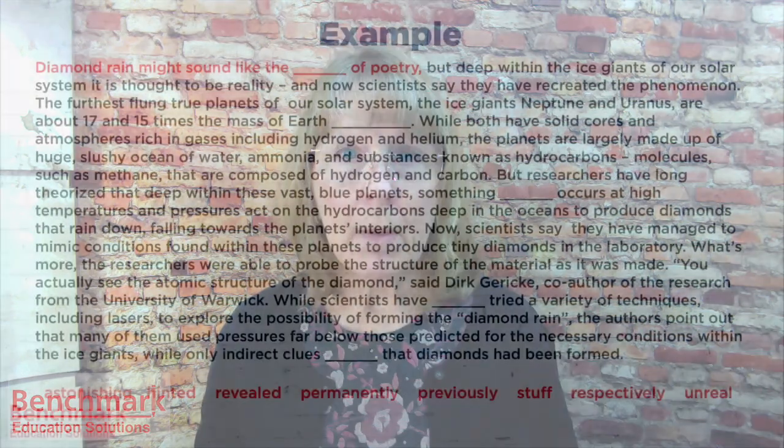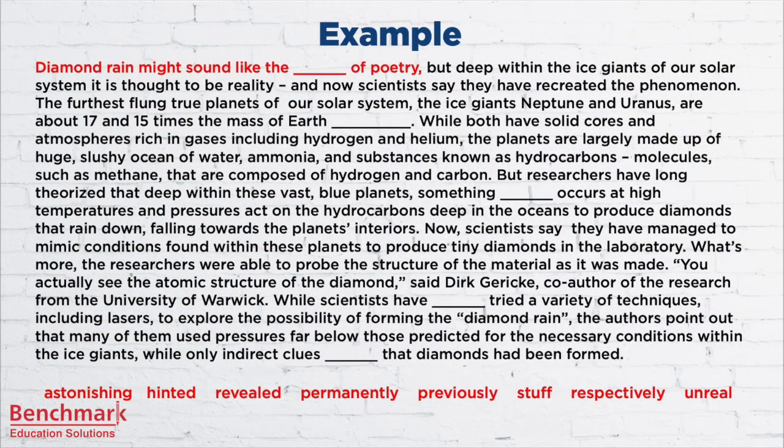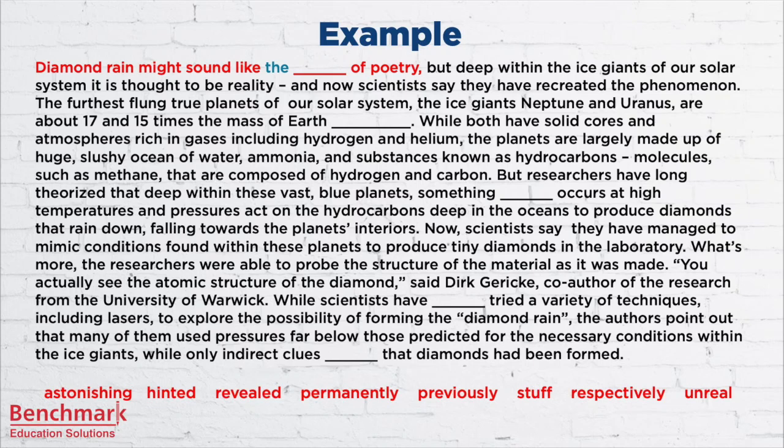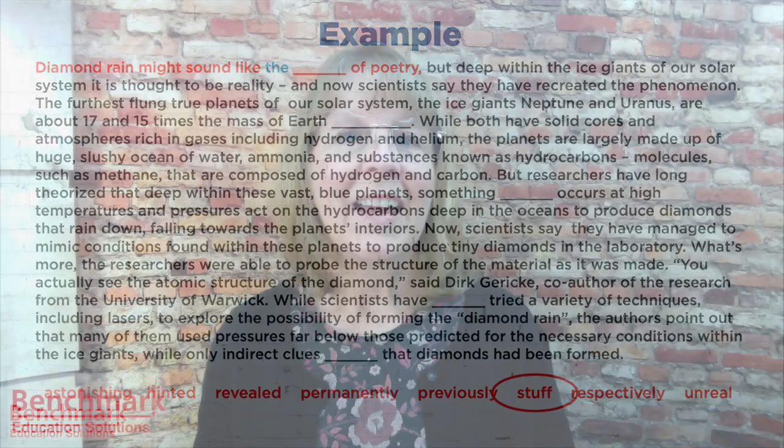All right, let's check our answers. Let's look at the first gap. It says, diamond rain might sound like the blank of poetry. This is all we need to find the answer. So what kind of word is missing here? It's a noun, and you know this because there is an article, the, in front of the gap, and articles are always followed by nouns. The only noun in our group of answers is stuff. That means that stuff is the right answer. Even if we don't know much about this scientific topic, knowing the parts of speech made this answer pretty easy.